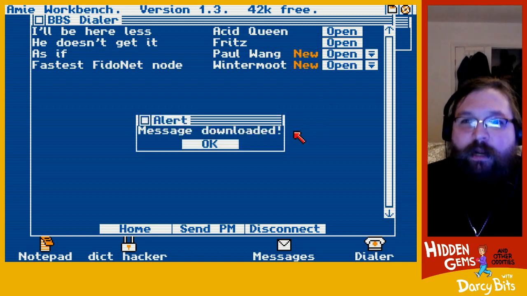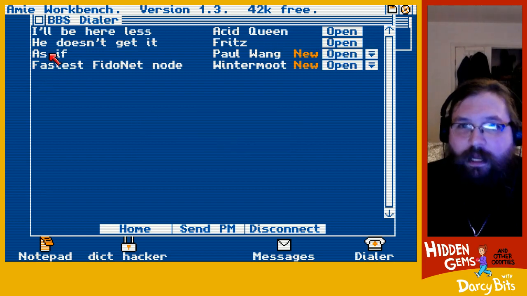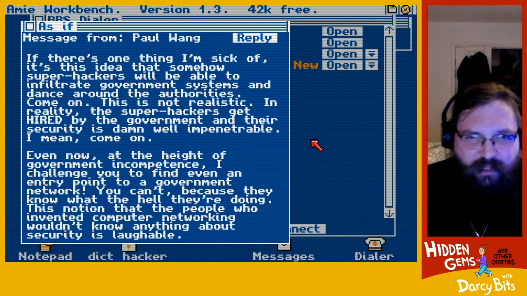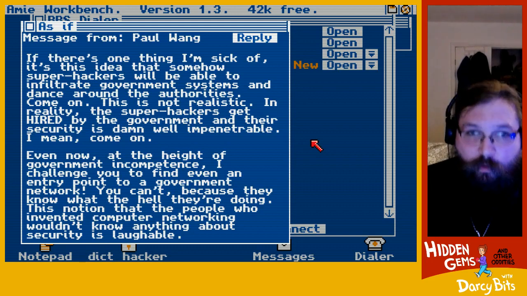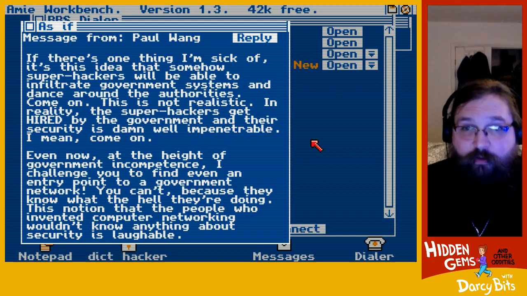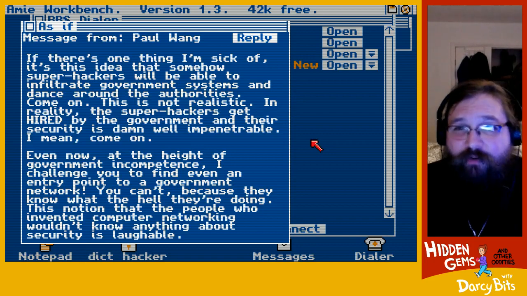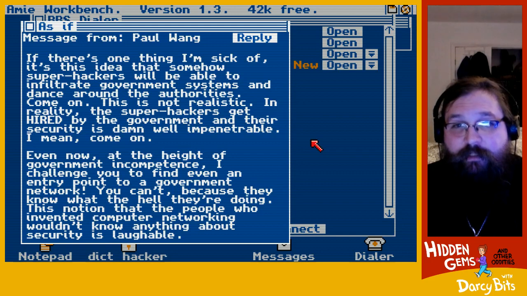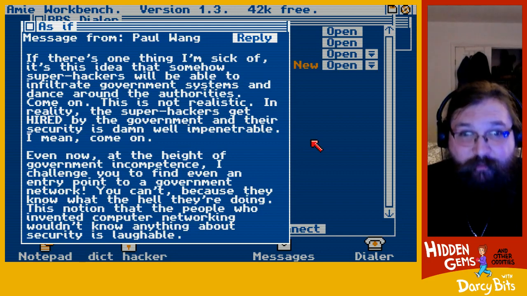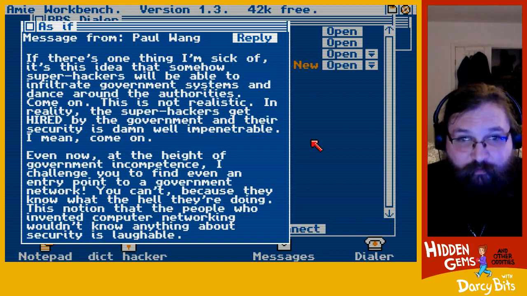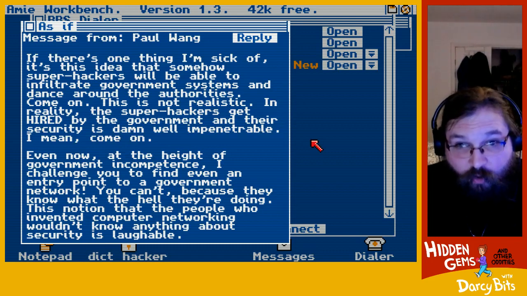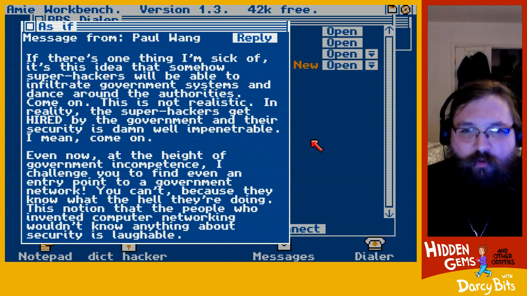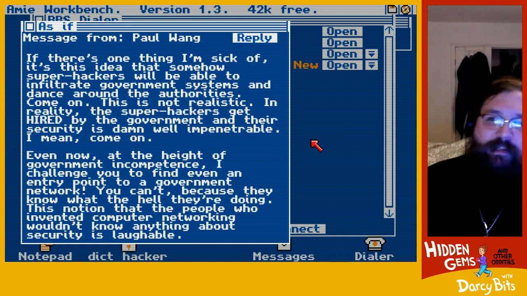Okay, I'm gonna give you my opinion, whatever it happens to be. If there is one thing I'm sick of, it's the idea that somehow super hackers will be able to infiltrate government systems and dance around the authorities. Come on, this is not realistic. In reality, the super hackers get hired by the government, and their security is damn well impenetrable. I mean, come on. Even now, at the height of government incompetence, I challenge you to find even an entry point to a government network. You can't, because they know what the hell they're doing. This notion that the people who invented computer networking wouldn't know anything about security is laughable.